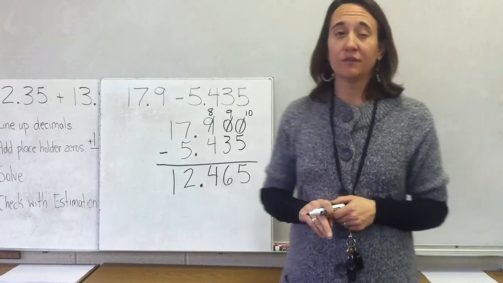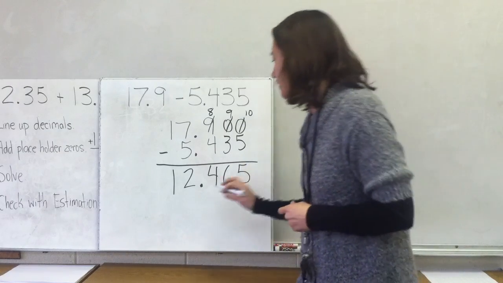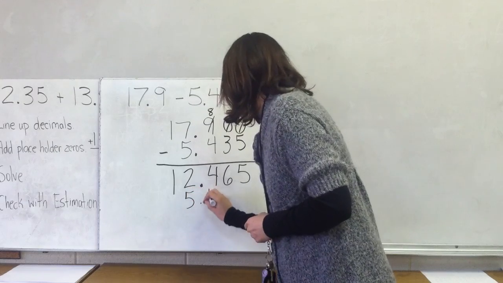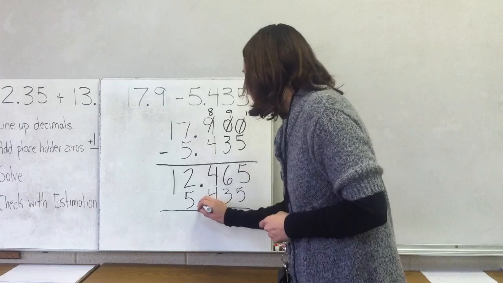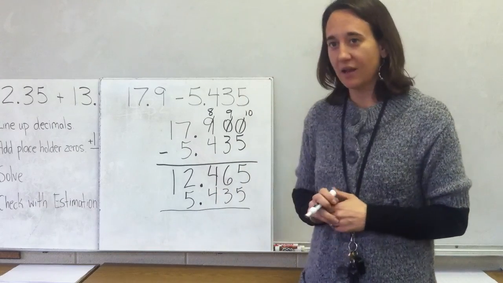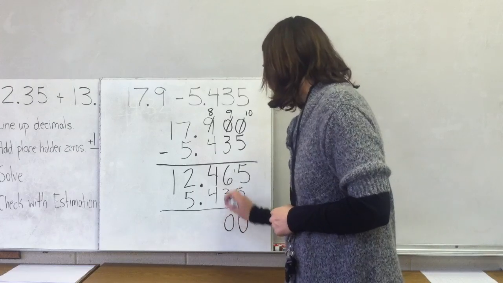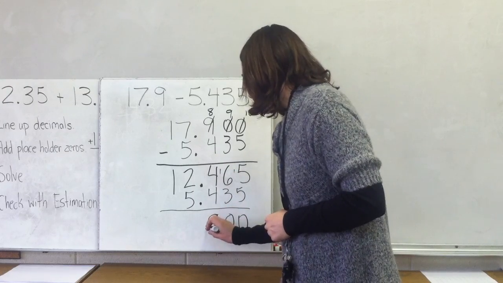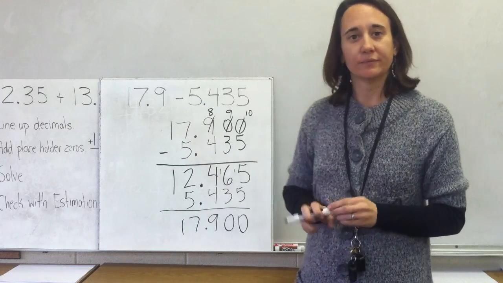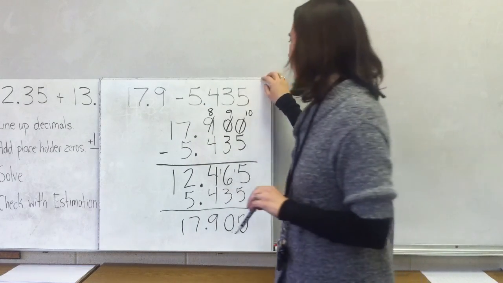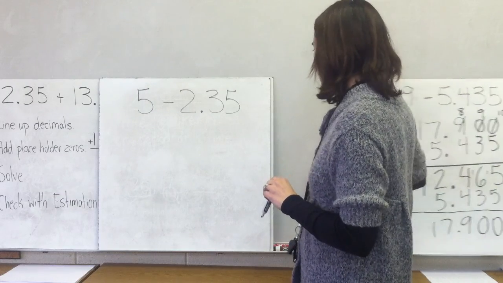Another way you can check when you've done subtraction is to check it with addition. So we're going to do that really quickly, because we had to borrow a lot, so we want to make sure that we didn't make a mistake. And we, again, lining up our decimals. That's what we started with. Okay? Alright.